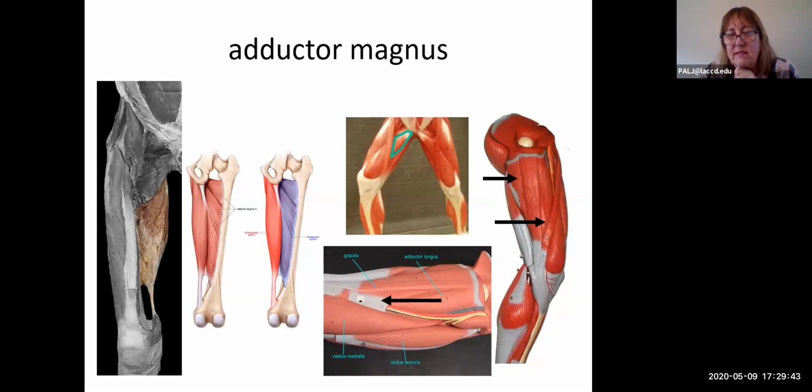Here's a big muscle that we really need to talk about. And yes, it's an adductor. Adductor has the word adductor in it. That's your first clue. But this is a super huge muscle. This is like the biggest muscle in your thigh.